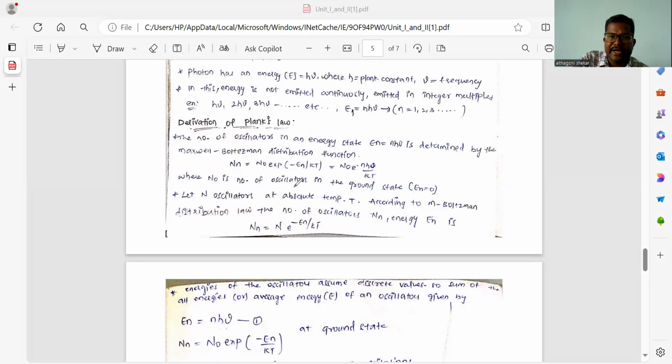Here N naught is the number of oscillators in the ground state. Let N be the number of oscillators at absolute temperature. According to the Maxwell-Boltzmann equation, N suffix n equal to N naught e raised to minus E suffix n by kT, where E is the energy and n is the nth level.